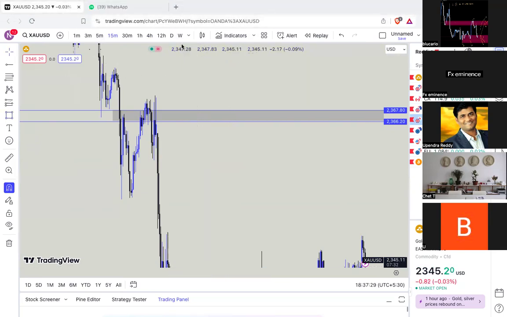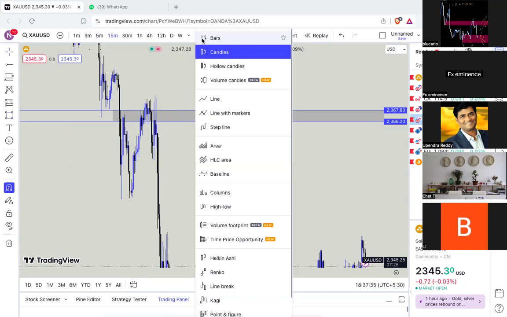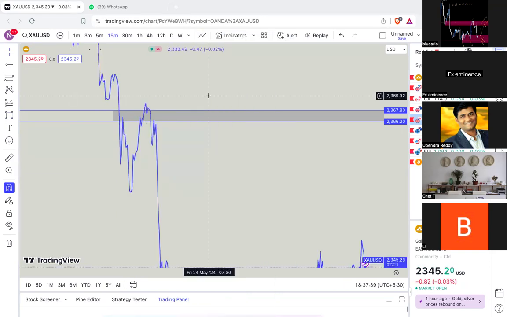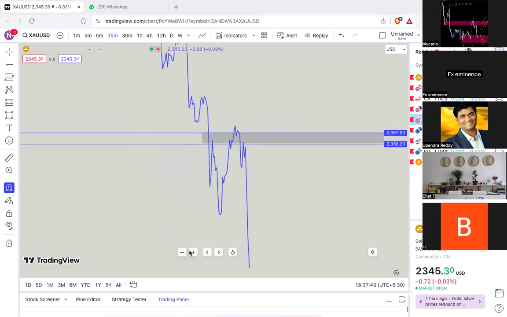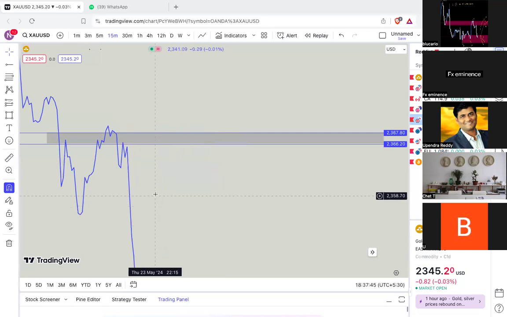We need to look at that in M15 or H4. If you are marking the zone on H4, you should look at it in M15. If you are marking the zone on H1, you should look in M5. If it is daily, you should look into H1. If it is weekly, you should look into H4.